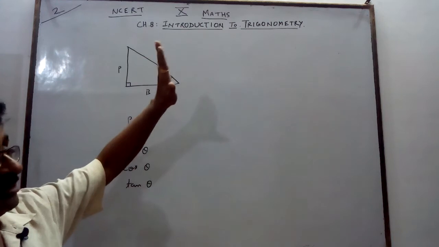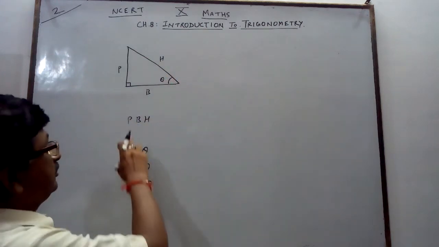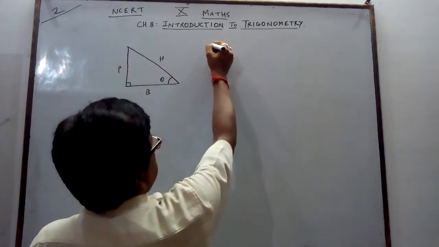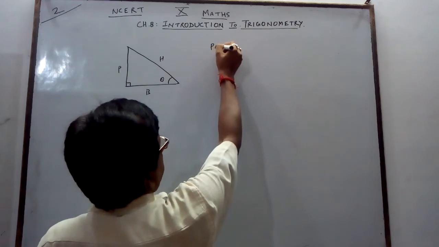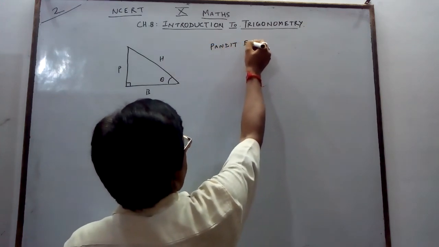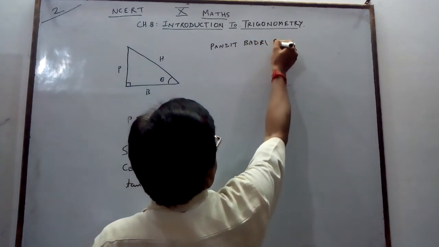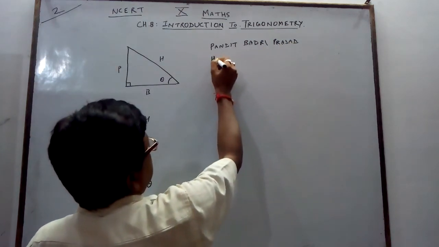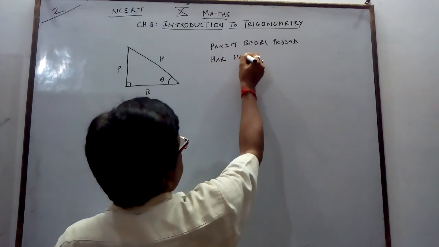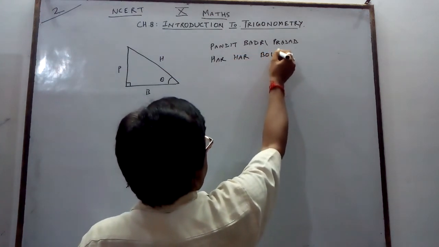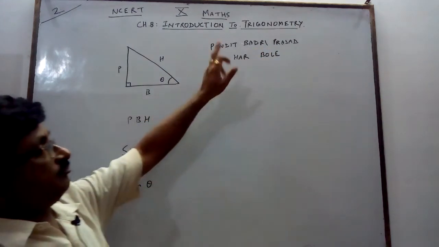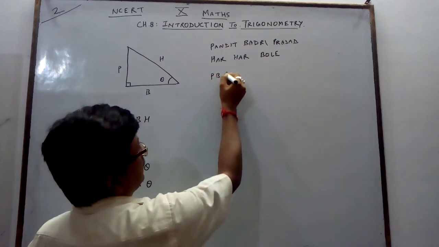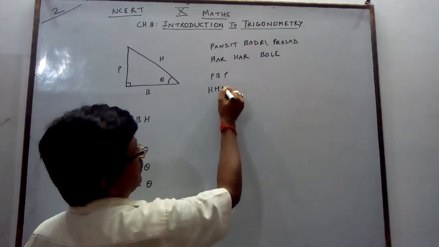I told you that I will give you one slogan, which gives you the relation between sin, cos, tan, sec, cosec, cot. That is: Pandit Badri Prasad, har har bole. You will write it, learn it, and take the first alphabet of each word. Then it will be PBP, Pandit Badri Prasad, har har bole.